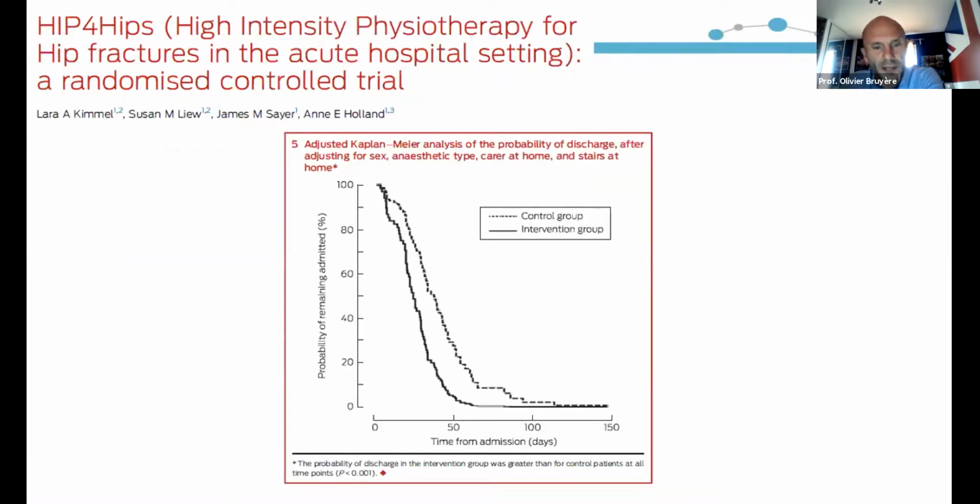It's very interesting to observe that if we compare a high intensity physiotherapy intervention to a control group with a moderate physiotherapy, we can see that the probability of discharge in the high physiotherapy intervention is greater than in the control group. So the patient goes back home much more quickly, suggesting that high intensity physiotherapy is highly effective, probably to improve the mobility of the patient, to decrease the pain of the patient, and to improve the physical function of the patient.